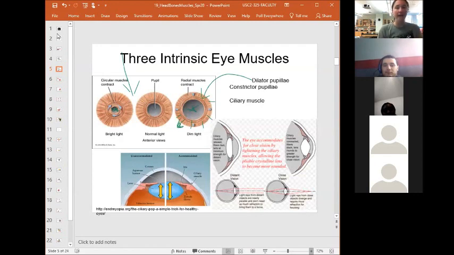The constrictor pupillae is one of those orbicularis muscles, so it orbits around the edge of your pupil, and when it contracts, it decreases the size of the pupil. Right, so these are the circular muscles, right? The constrictor pupillae, and the dilator pupillae are the radial muscles. Okay. All right, one last set of muscles, and this is literally in your eye.